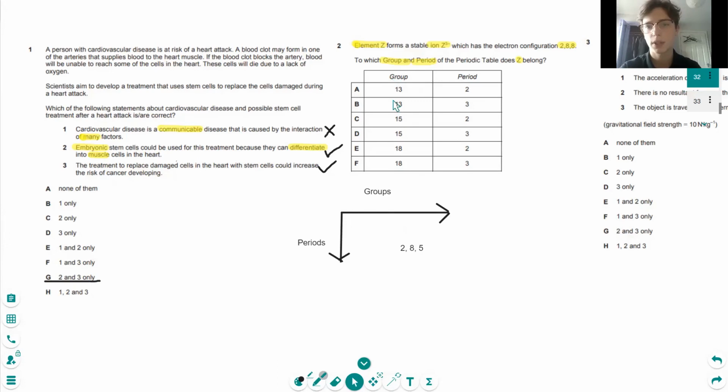Now, the confusing thing with this question is that it lists the groups as 13 to 18 because it has included the transition metals in its groups, which isn't something that you normally see at GCSE, and it's something you might have to intuit, but you should have definitely come across it at A-level. So instead of group 5 we're looking for group 15. So group 15, period 3, the answer must be D.